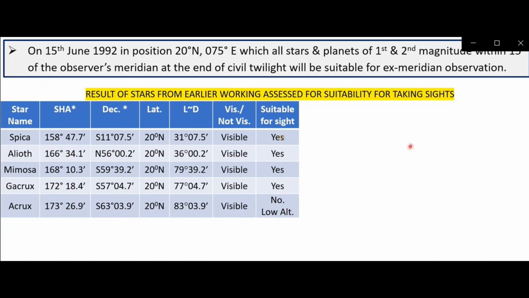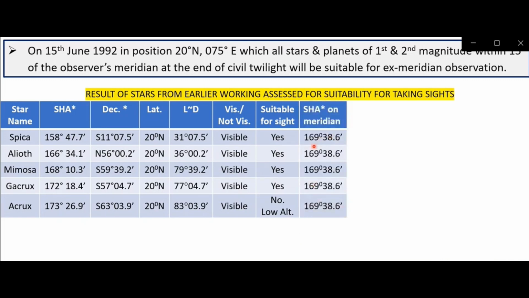Now we'll assess their suitability for ex-meridian observation. Of course, we'll not be doing so for Acrux, since it's not suitable for sight, so gauging its suitability for ex-meridian would not be of any value. To assess the suitability for ex-meridian observation, we need to get R angle P. For which we need to recall the value of SHA of the imaginary star on the observer's meridian, which was obtained in the first question, and that value was 169 degrees 38.6 minutes.